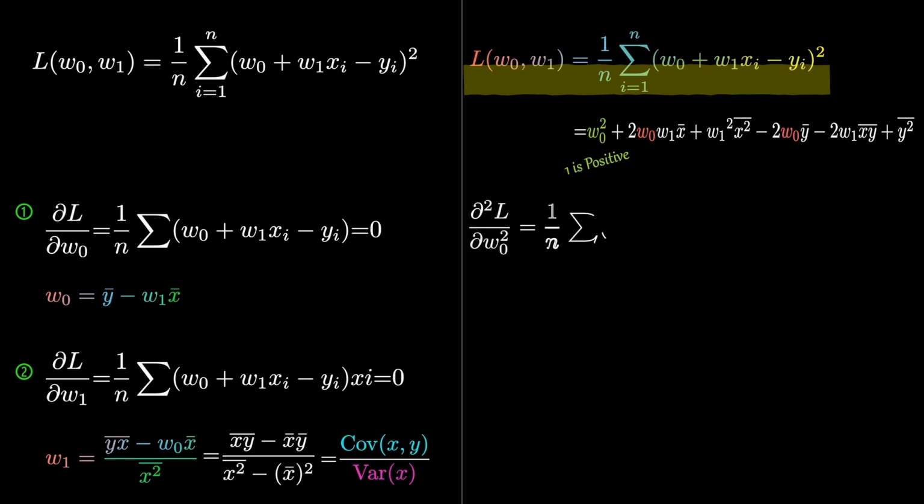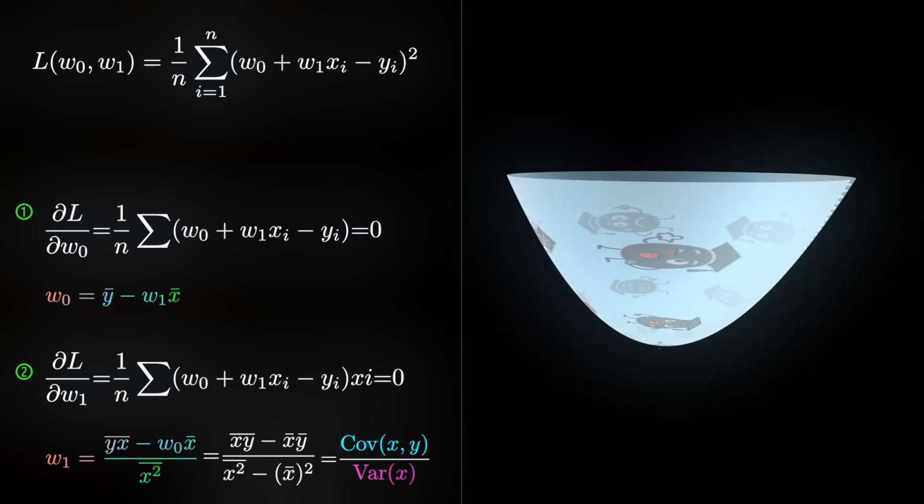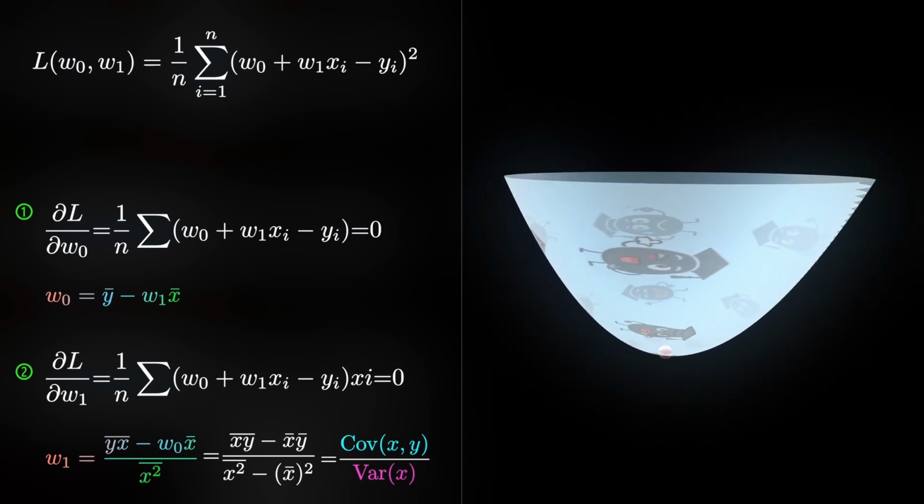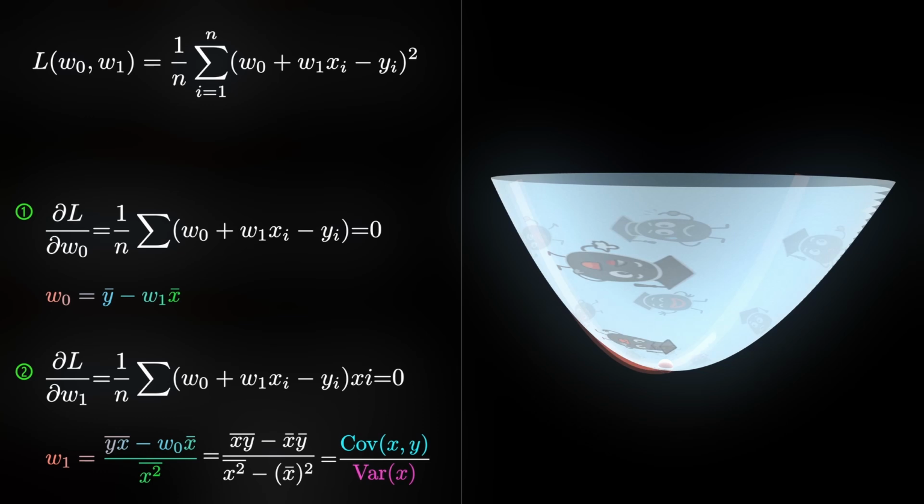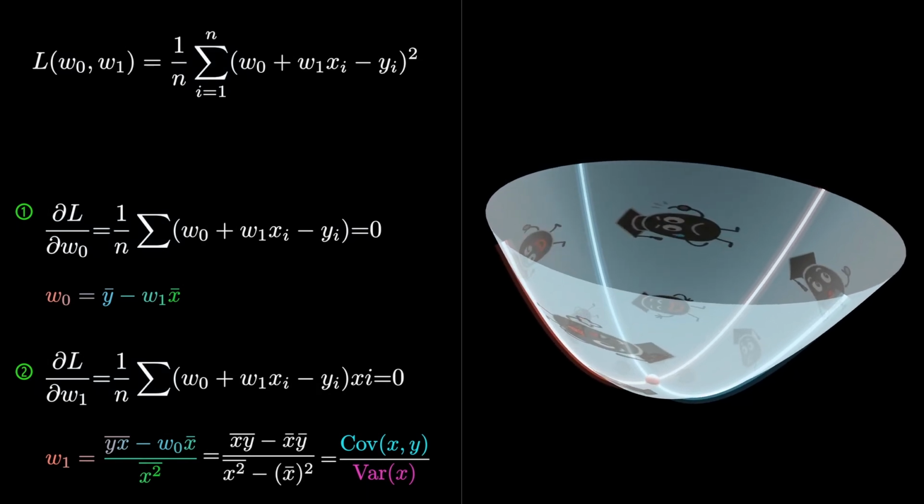We can also check this by taking second derivatives. The second derivative of L with respect to W0 is 1, which is positive. The second derivative with respect to W1 is the mean of x squared, which is also positive. In conclusion, L of W0 and W1 forms a paraboloid in the W0-W1 space, a three-dimensional bowl that opens downward in all directions.